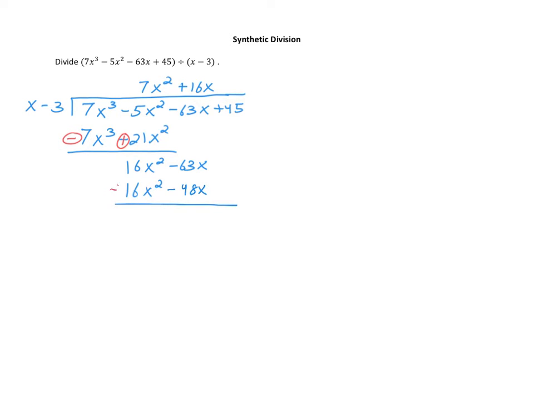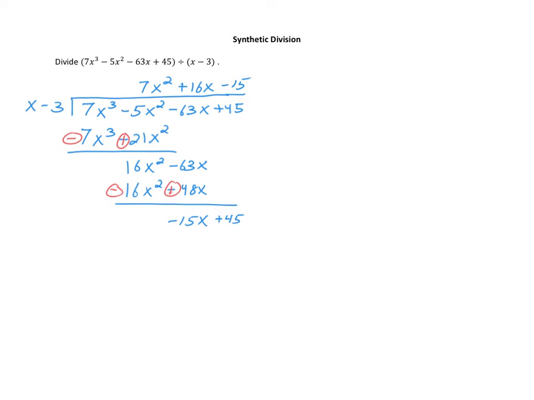I'll indicate that by changing the sign, like this. And when I combine these, let's see, negative 63 plus 48 is negative 15x. And then I bring down the positive 45. And we are at our last step. Okay, I want to cancel this negative 15x. Therefore, I have to multiply this x by negative 15.